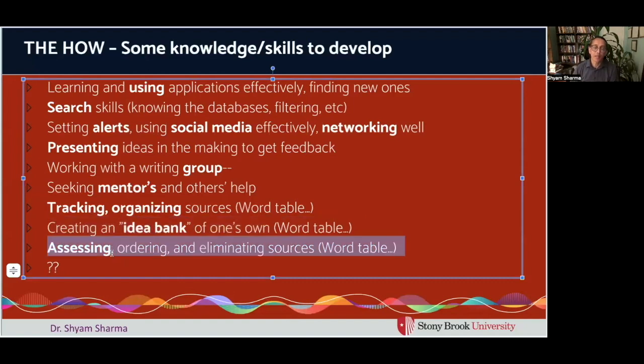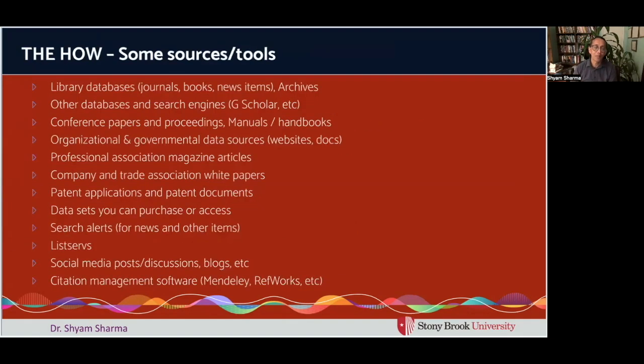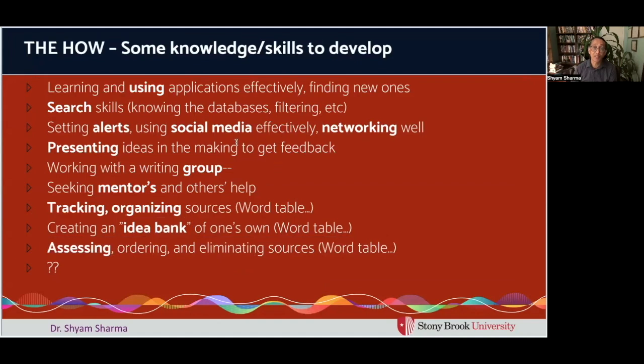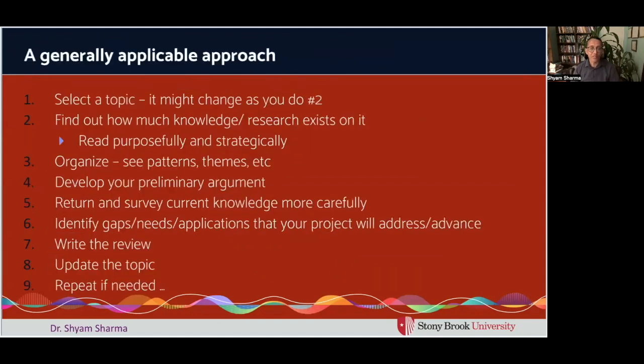And then finally, another skill that is really helpful is assessing, ordering, and eliminating sources. You might use Microsoft Word, you may use Mendeley, or you may use other tools, but organizing, finding patterns, finding themes, and finding your position in the existing literature, taking notes, making plans, that intellectual skill is very important. It is not enough to know the technological tools, but you need to use the technological tools with very savvy intellectual skills. So that's the process of literature review.